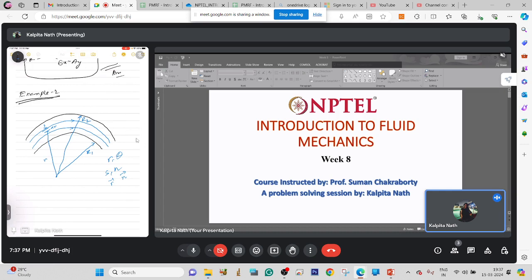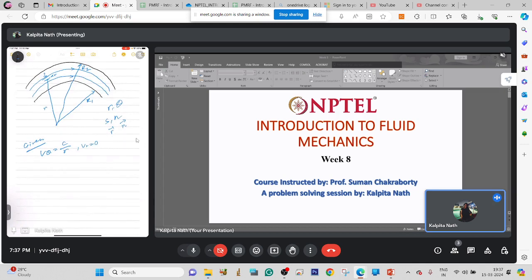So first, what is given to us? Given that v theta is equal to c by r and vr is equal to 0. That means this flow is a free vortex flow. Free vortex flows are those that have only a v theta component and no vr component, and v theta is a function of r. Now let's say the mass flow rate is given as m dot, and the flow is steady, inviscid, with constant density. A free vortex flow is irrotational, and an irrotational flow remains irrotational for inviscid flow, right?